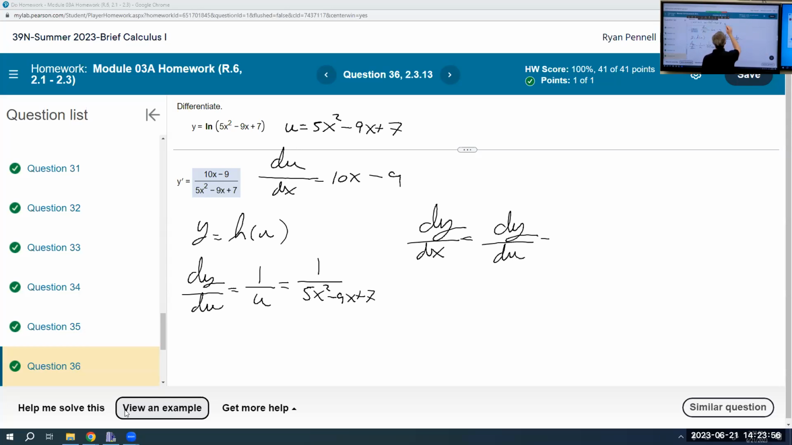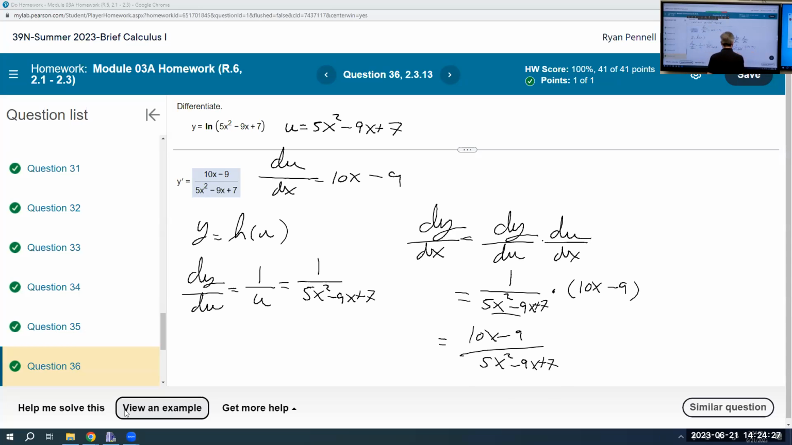du times du dx, and that is 1 over 5x squared minus 9x plus 7 times 10x minus 9. So 10x minus 9 over 5x squared minus 9x plus 7.